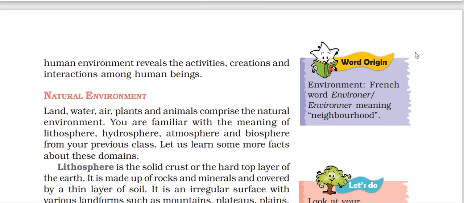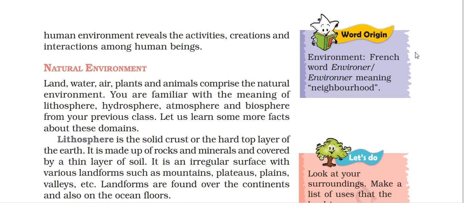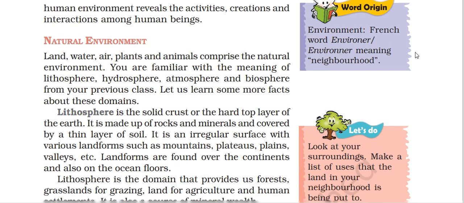Environment comes from the French word environ, which means neighborhood. Land, water, air, plants and animals comprise the natural environment. You are familiar with the meaning of the lithosphere, hydrosphere, atmosphere and biosphere. Let us learn more.